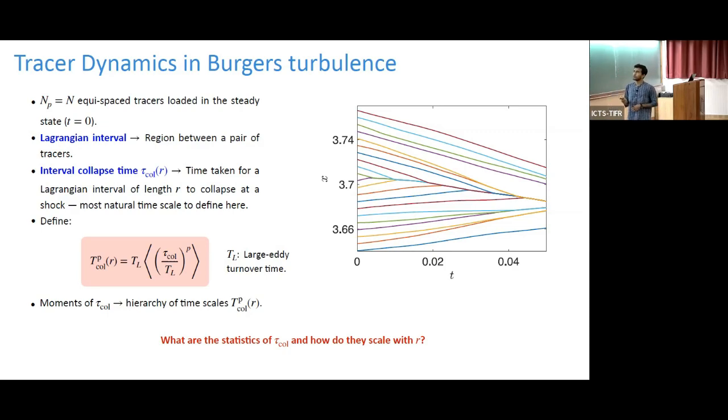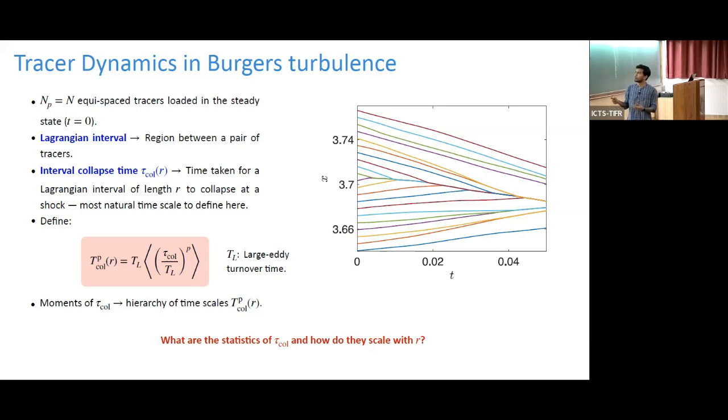What we define over here is a Lagrangian interval. In this picture, this is a position versus time graph of the tracer particles. As you can see, initially they were equally spaced, and as they move forward with time, they collapse with each other. A Lagrangian interval is defined as the region between a pair of tracer particles, and initially all the Lagrangian intervals have the same length.